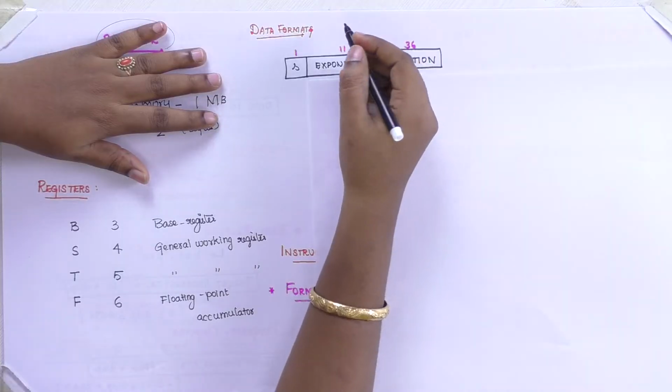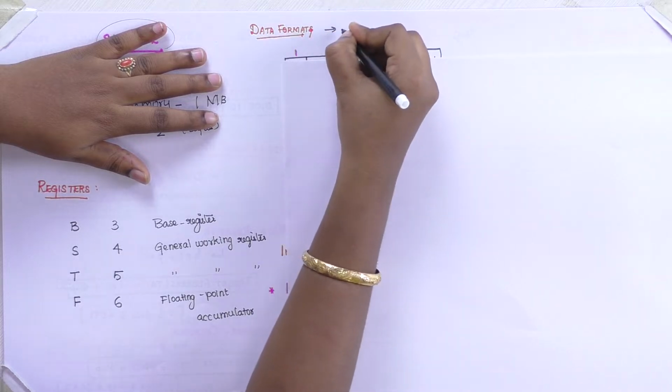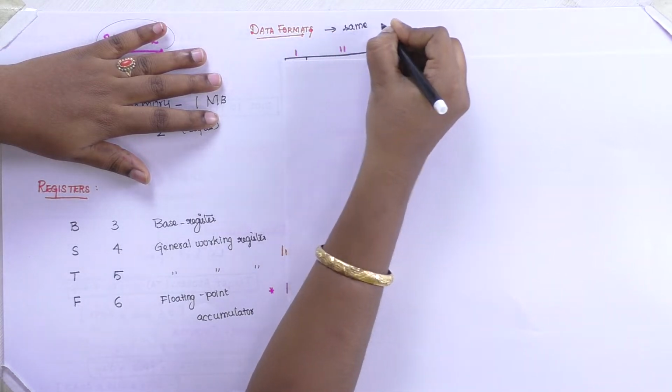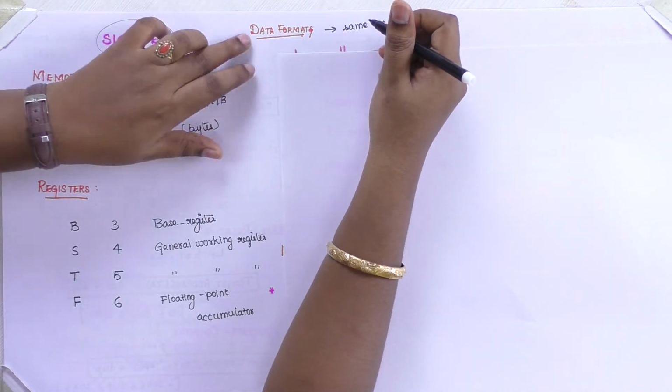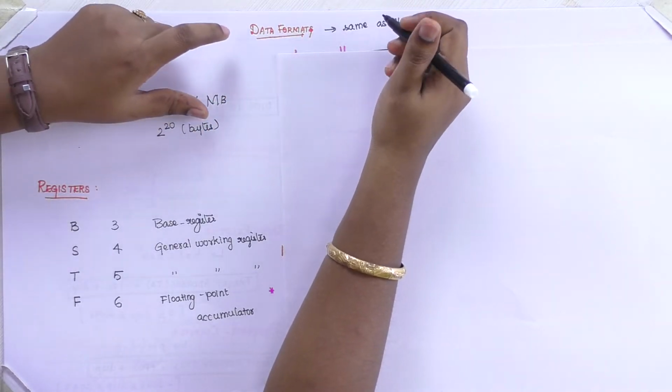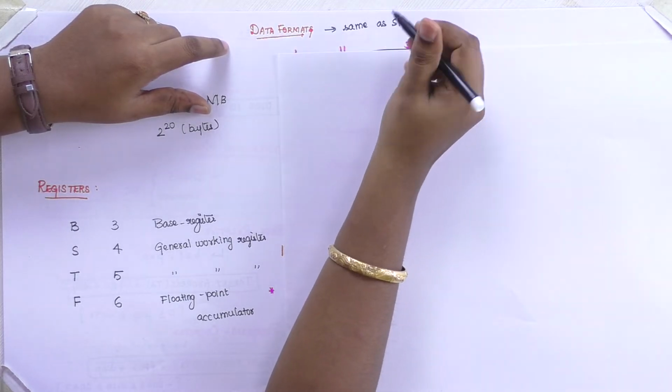We have already seen that in SIC we don't have any floating point hardware, so floating point numbers are not supported by the SIC machine. Since floating point hardware is available in SIC XC, SIC XC will support floating point numbers. Next, data formats. The data format is the same as SIC. Since we have floating point hardware, there are special formats for SIC XC to support floating point numbers.